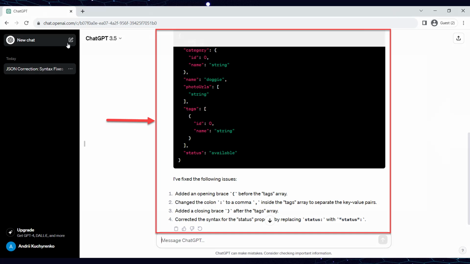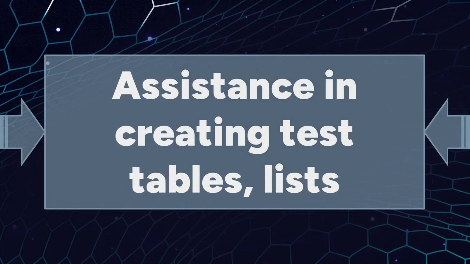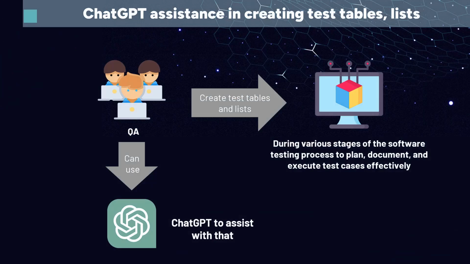Let's move on to the next case where the QA engineer might use ChatGPT, and that is 7. Assistance in creating test tables, lists. Quality assurance professionals create test tables and lists during various stages of the software testing process to plan, document, and execute test cases effectively. ChatGPT can assist with that.